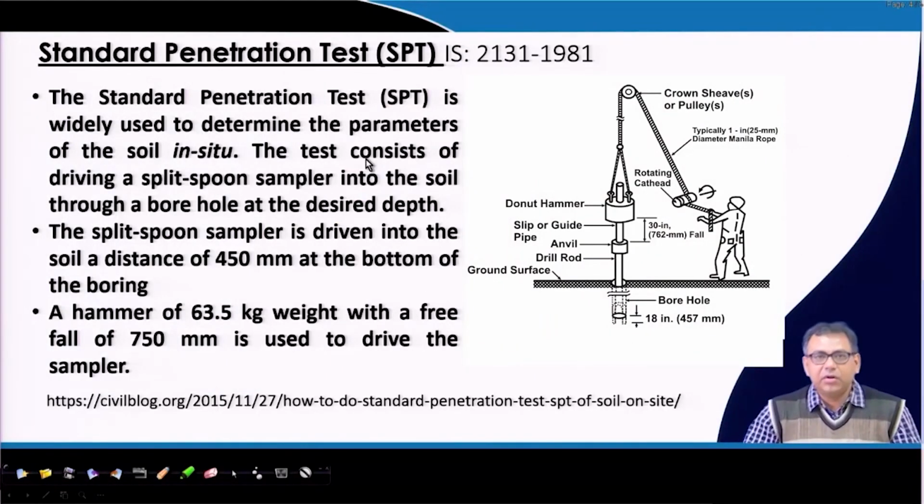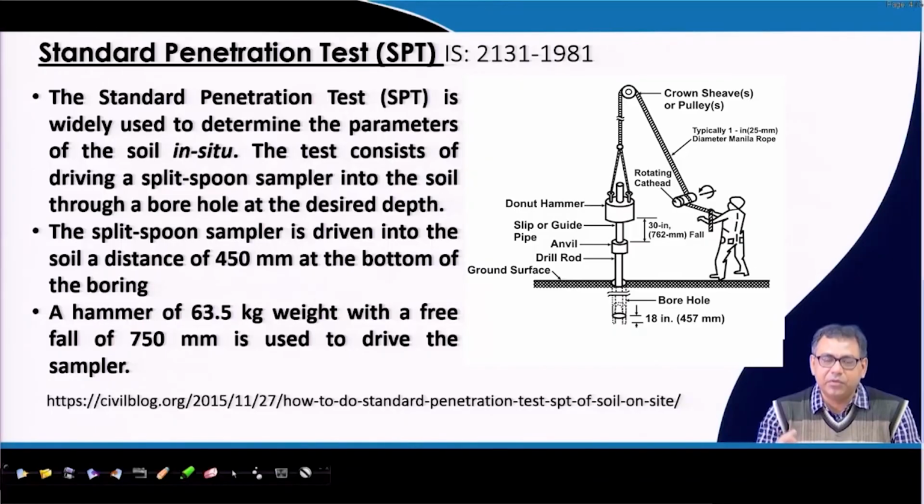So, now we will go for the next part, which is the penetration test. The first one that I will discuss is the standard penetration test. This is a very popular test. Here we use a split spoon sampler. That sampler is attached to a rod, and this rod I can extend by using a number of rods.